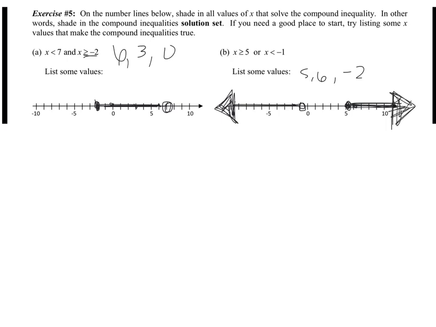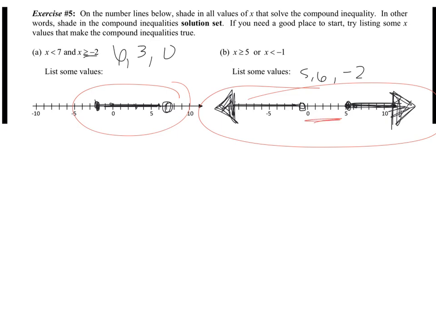So you'll notice for and, it's everything that they have in common. For or, it's everything that they have, other than what is not listed. So this middle section here is not listed.